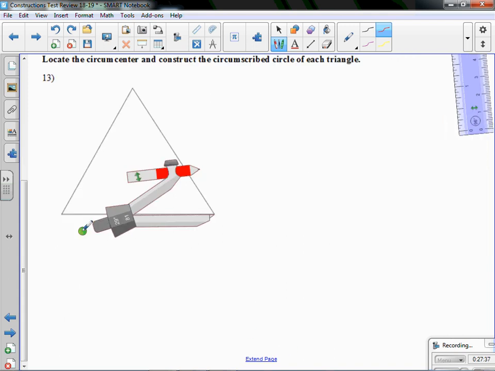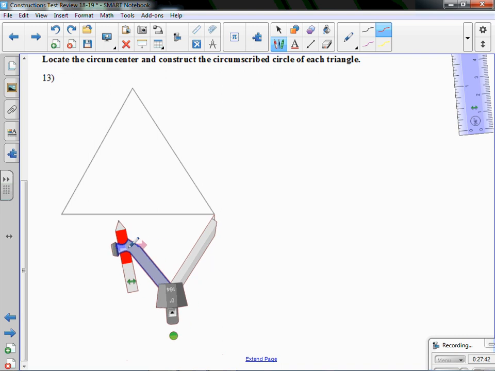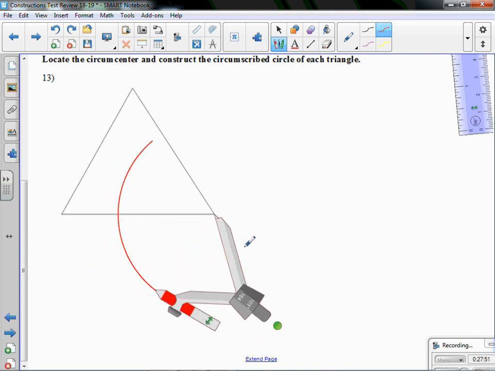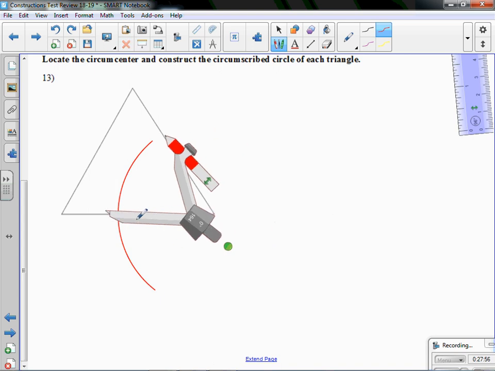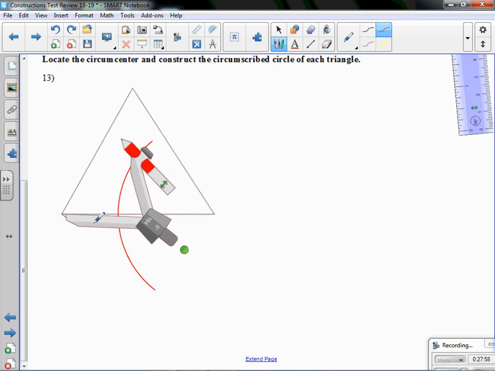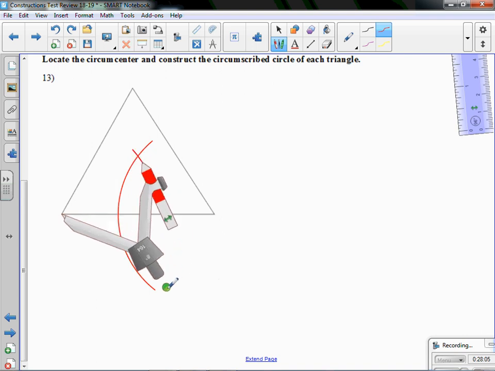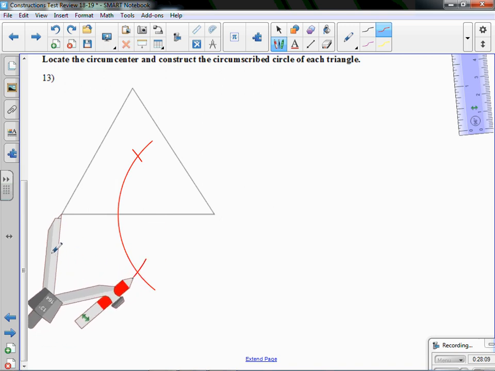So I'll start with the bottom line here. Make sure my compass is open more than half the width of that side. And we're going to make an arc that goes above and below. And take my compass point to the other side of that side, or the other endpoint of that side, I should say. And mark off where that's going to intersect here and here. And this is the same compass setting we had for the first mark.